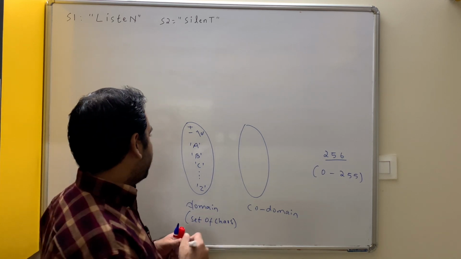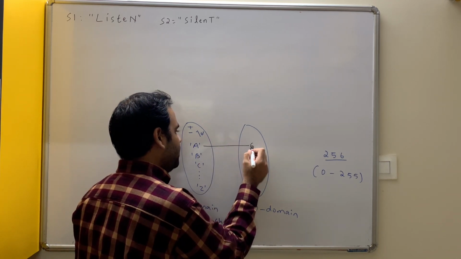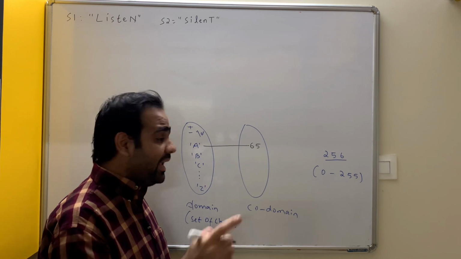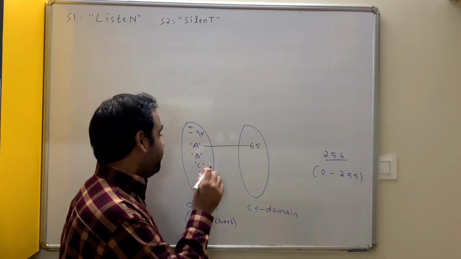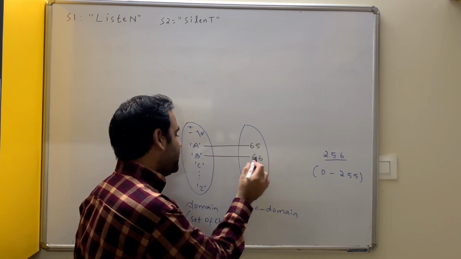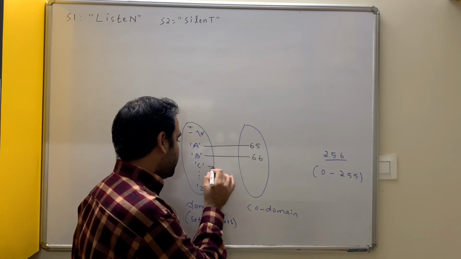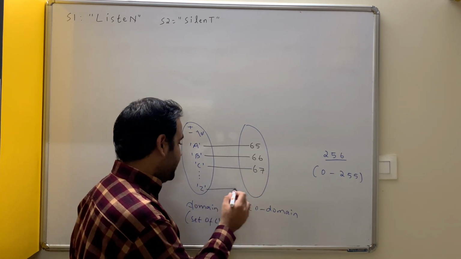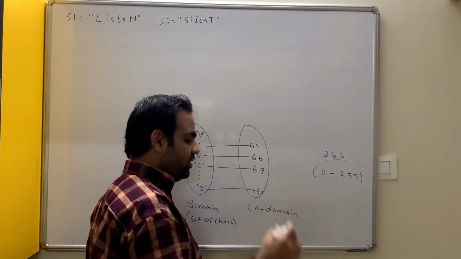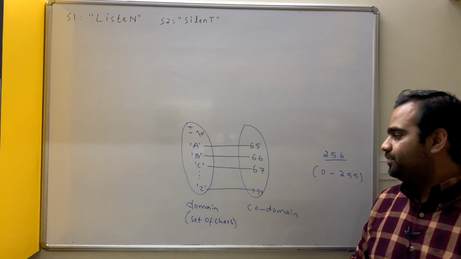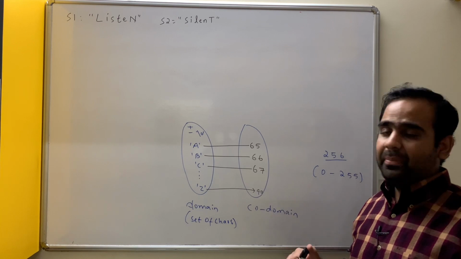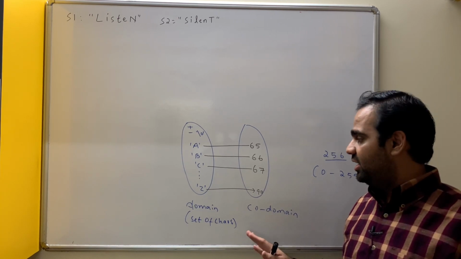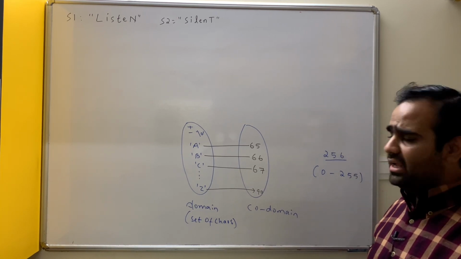Now, what is the ASCII value of A? The ASCII value of A is 65, that means A is mapping to 65. The ASCII value of B is 66, so B is mapping to 66. The ASCII value of C is 67, so C is mapping to 67, and so on up to the ASCII value of Z, which is 90. Therefore, Z is mapping to 90.